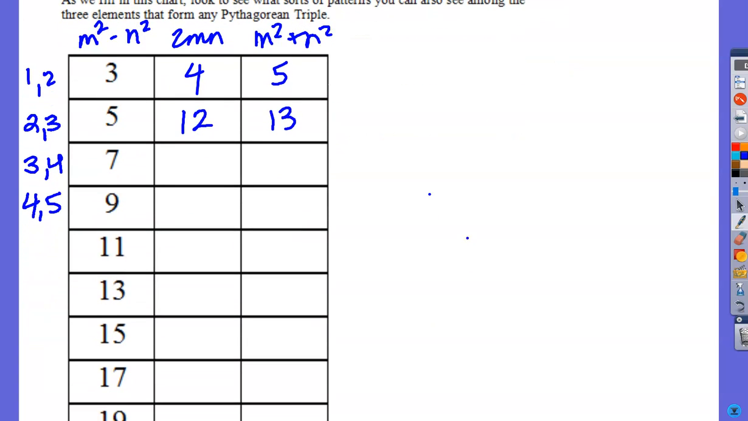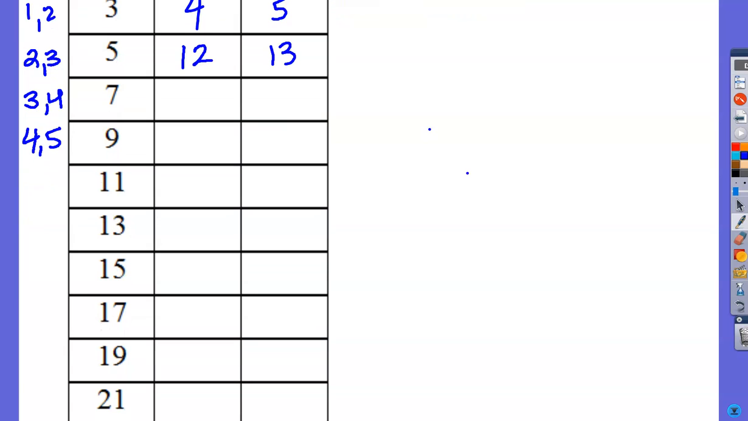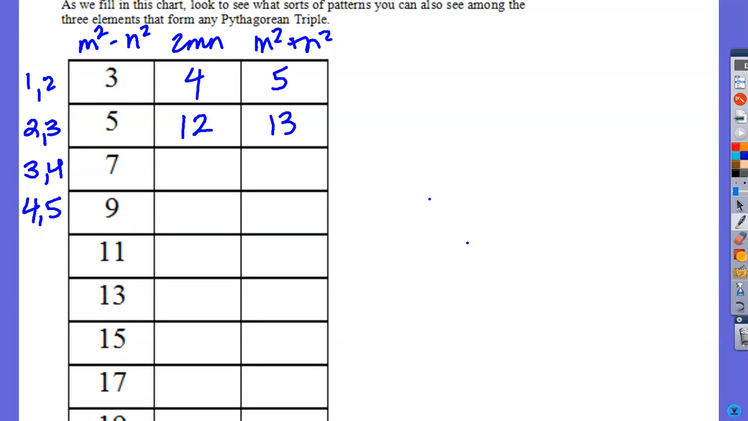We use these triples a lot, so they're good ones to know. If you want to pause it, you could pause it and try a few on your own. I'll fill in the chart now, so you just have those. But again, if you want to pause and try a few, you could do that. The next one is 7, 24, 25.